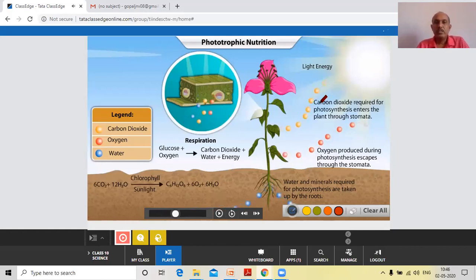So here you can see, they take carbon dioxide from the air, required for photosynthesis, which enters the plant through the stomata, generally present on the lower surface of the leaf. Water and minerals required for photosynthesis are taken up by the roots, and glucose is produced in that photosynthesis. And in respiration, the reverse process takes place.